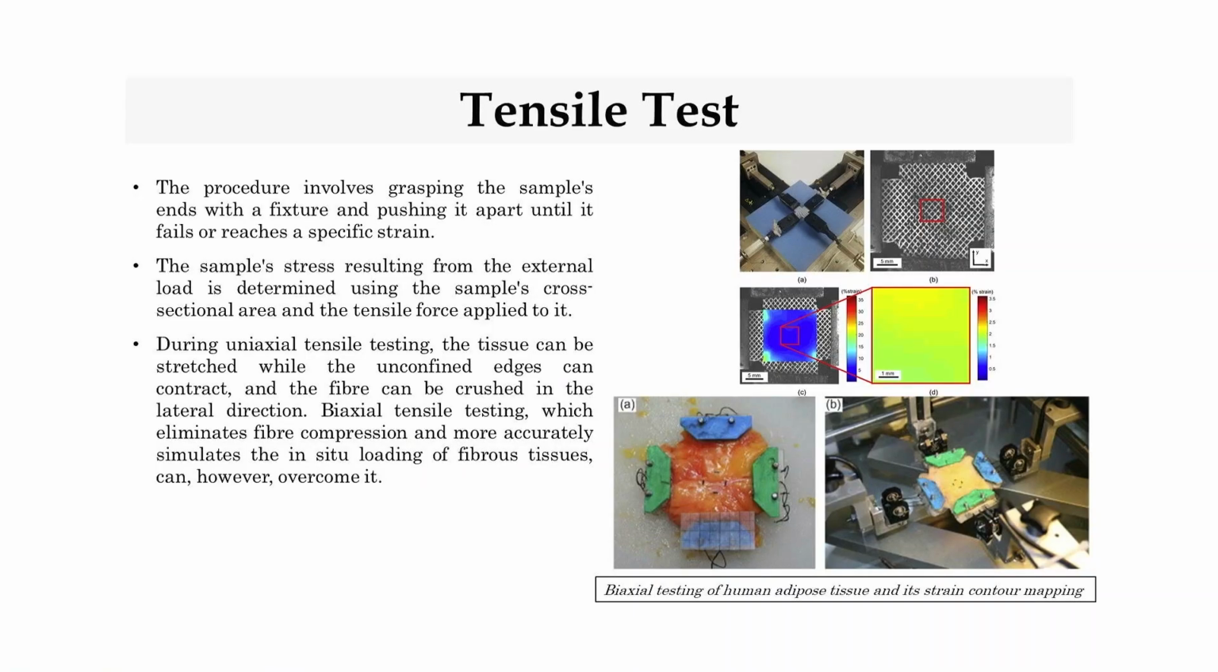So the sample's stress resulting from the external load is determined using the sample's cross sectional area and the tensile force applied to it, right? During uniaxial tensile testing, the tissue can be stretched while the unconfined edges can contract, right? And the fibers can be crushed in the lateral direction. Biaxial tensile testing, which eliminates fiber compression and more accurately simulates the in situ loading of fibrous tissues, can however overcome it. So biaxial will give a much more realistic view of testing of a lot of soft tissues, which, the majority of soft tissues are under biaxial loading.